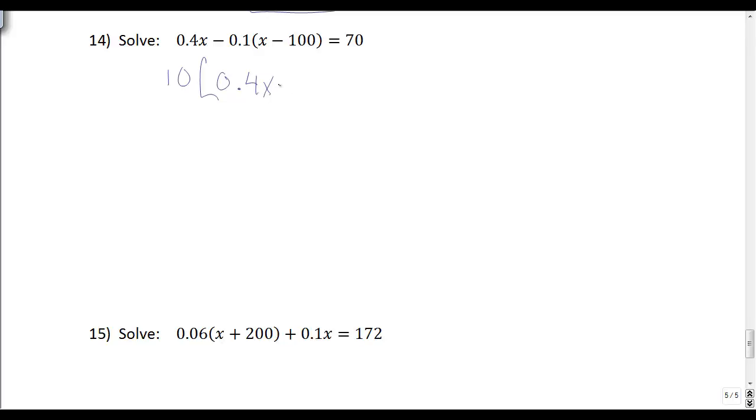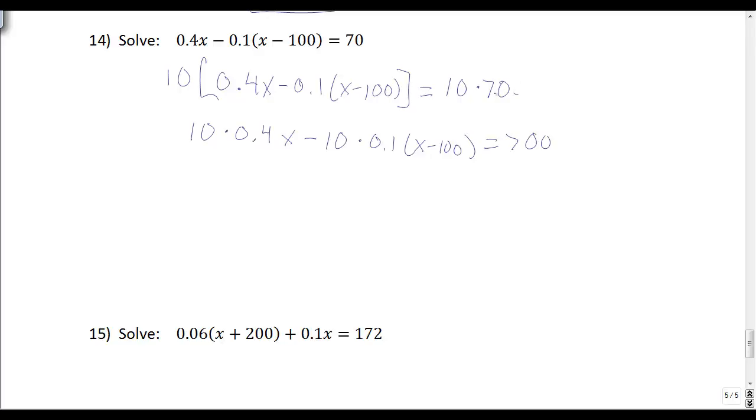Note, I'm going to use these square brackets because there's parentheses here already. So before I do anything, I'm going to multiply the left-hand side by 10, but then I have to multiply the right-hand side by 10 as well. And then this 10 will distribute: 10 times 0.4x minus 10 times 0.1 times x minus 100. 10 times 70 is 700. I just tack a 0 onto 70.